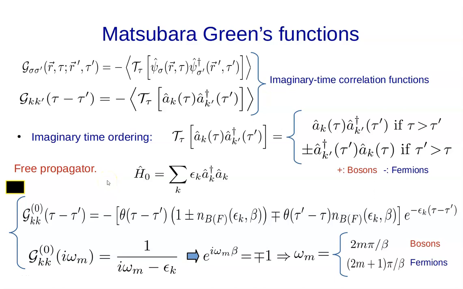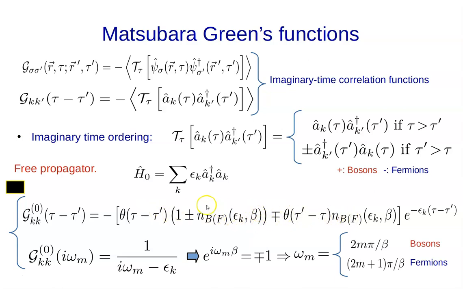Now we can calculate the free propagator in a very similar way to what we did for the time-ordered Green's functions. If we consider a quadratic Hamiltonian, I'm calling it H naught, this would be a sum over k of some number operator. It could be either bosons or fermions. And we're going to show that I can calculate the Matsubara Green's functions for this Hamiltonian, and it comes out in an analytical form, and will depend on the temperature through these Bose-Einstein or Fermi-Dirac distributions of these energies epsilon k, and a temperature 1 over beta.